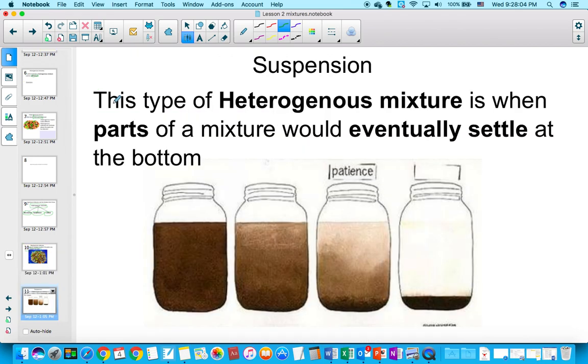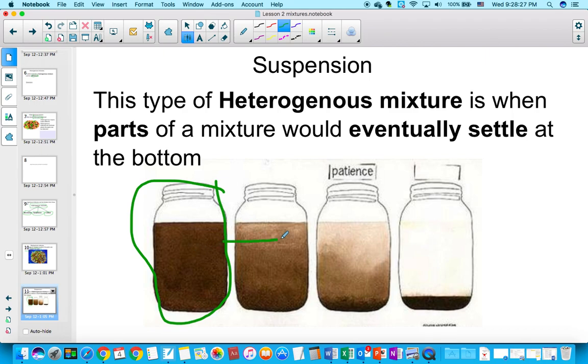Suspensions are a little bit more difficult. This is a type of heterogeneous mixture. It is a heterogeneous mixture when parts of the mixture will eventually settle at the bottom. So here we have mud and water. And this mud-water mixture looks homogeneous, right? It looks like one brown liquid.